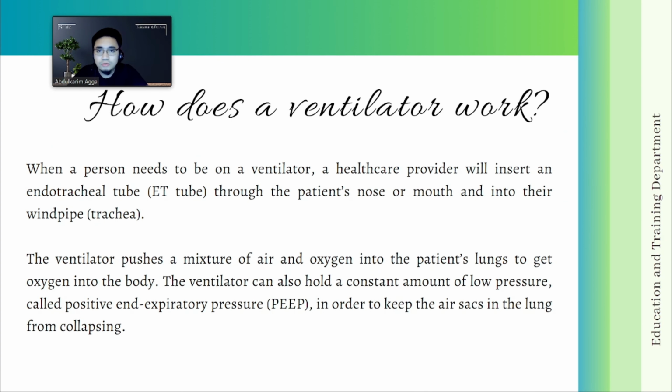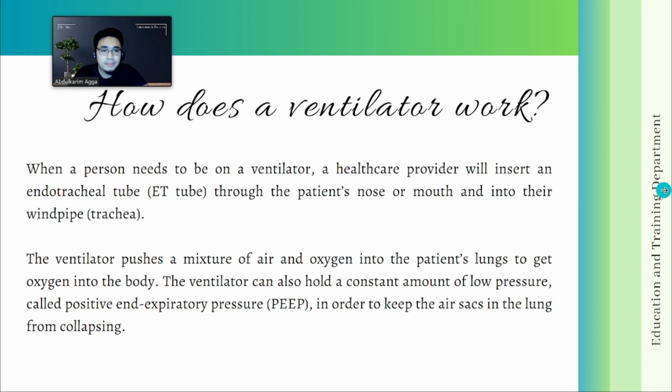Next, how does a ventilator work? Basically, when a person needs to be on a ventilator, a healthcare provider will insert an endotracheal tube through the patient's nose or mouth, but most of the time the mouth, and into their windpipe or trachea. The ventilator pushes a mixture of air and oxygen into the patient's lungs to get oxygen into the body. The ventilator can also hold a constant amount of low pressure called your positive end expiratory pressure, or PEEP, in order to keep the air sacs in the lungs from collapsing, which is very important.